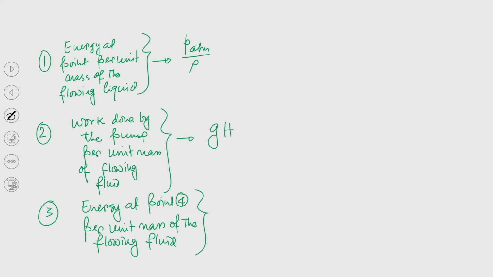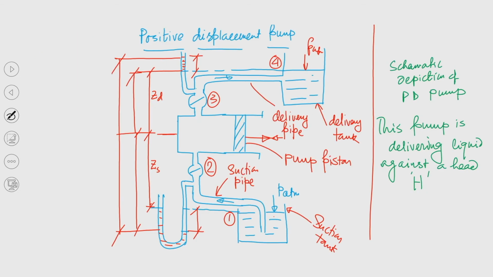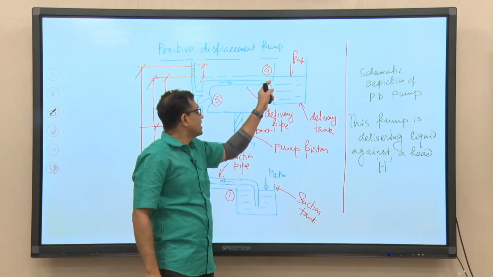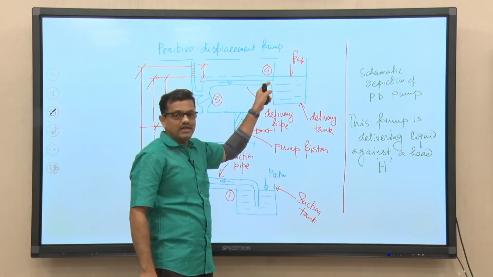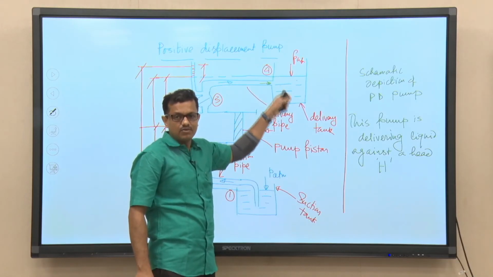Now, which is very important again, if we look here, atmospheric pressure is also acting on the free surface of the delivery tank. So, if we need to maintain continuous flow to the delivery tank, this flow is maintained against the atmospheric pressure P ATM, which is constant.